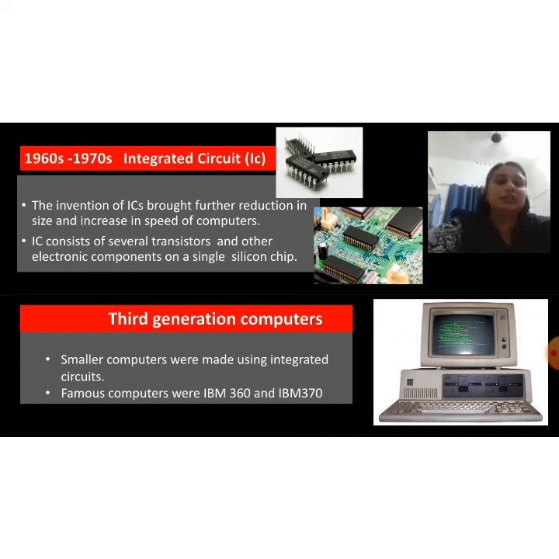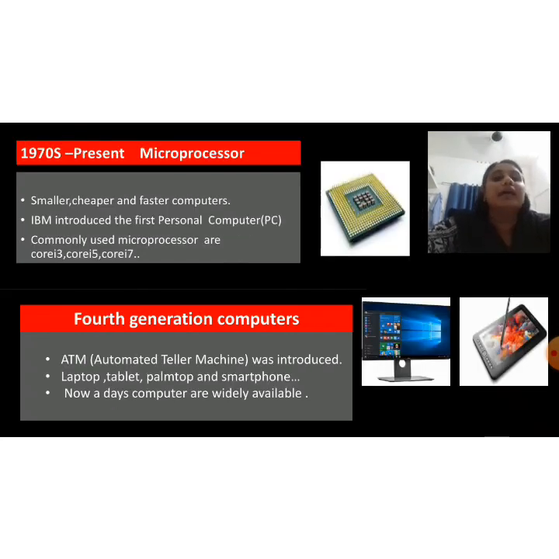In the third generation, computers became very small. Smaller computers were made by using integrated circuits. The famous computers were IBM 360 and IBM 370. From the 1970s to the present, microprocessors were invented. A microprocessor device is used inside computers, and it is very small.